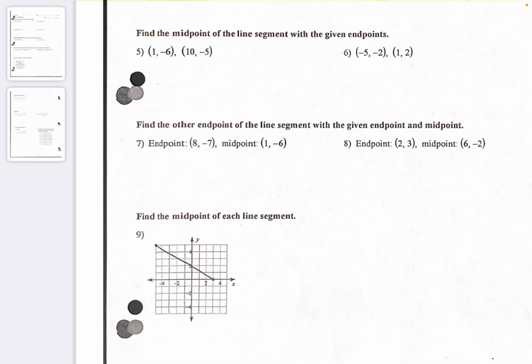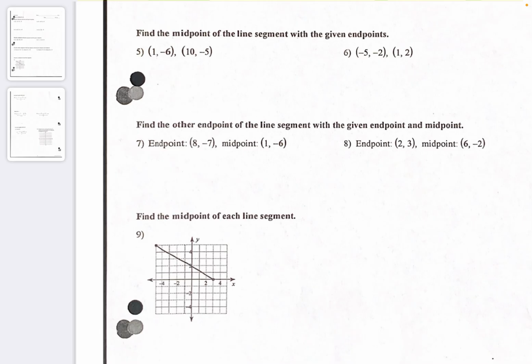Sam. All right, cool. So we've got (1, -6) and (10, -5). Tell us what you did. Added the 10 and the 1 and then divided by 2. Yep. And then -6 minus 5 divided by 2. Good. Cool. So you add your x's together, add your y's together, divide each by 2: 5.5, -5.5. Sounds good to me.